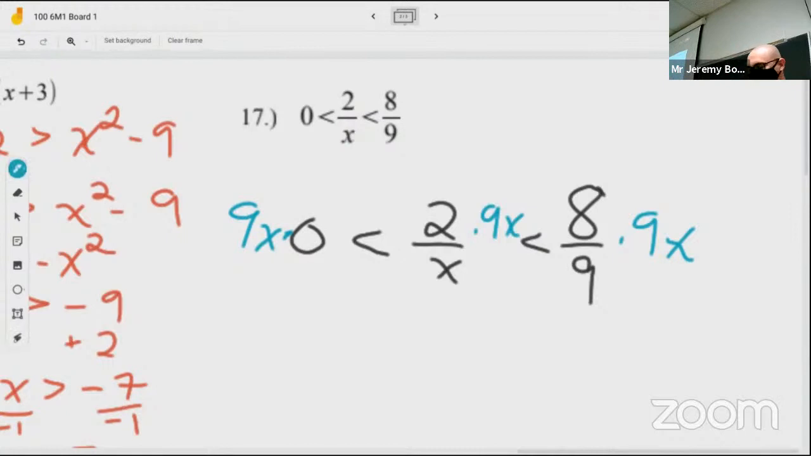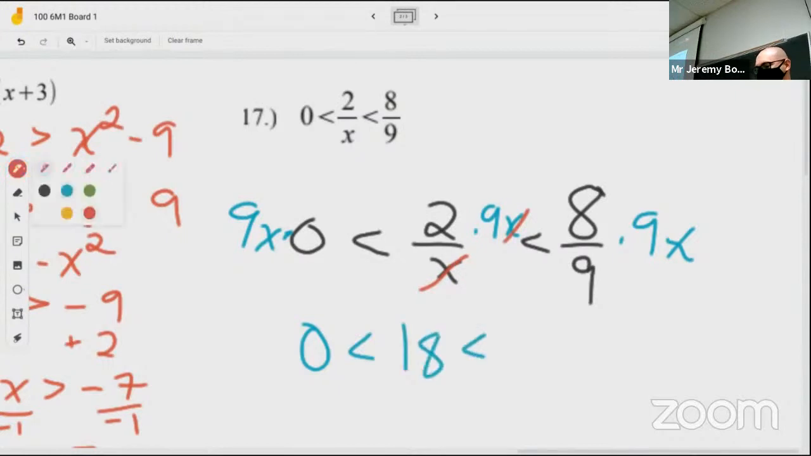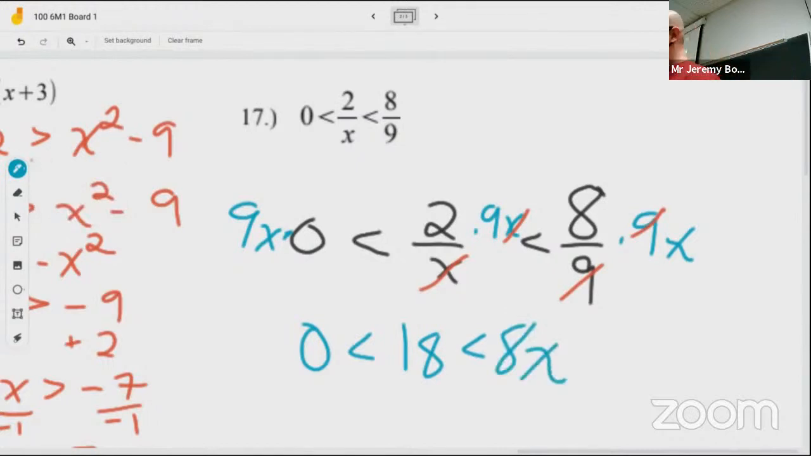So 9x times 0, that's just 0. But in this one, that x and that x will reduce, and we're left with 2 times 9, which is 18. And then here, 9 and 9 reduce, and we're left with 8 times x, which is 8x. So our inequalities stay the same.